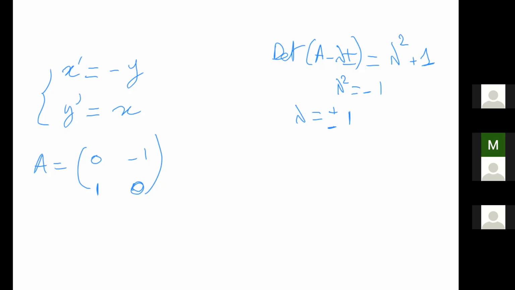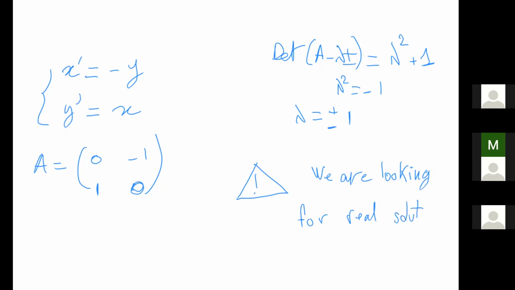However, be careful. We're looking for real solutions. So we could do that, but be careful. We are looking for real solutions. So it's not exactly the same thing. And I will come back at the end with a remark on that. So here, to solve this system, actually the system is simple to solve. So again, I write it.